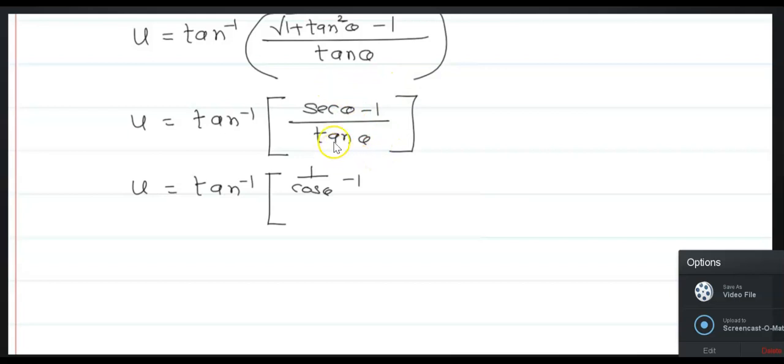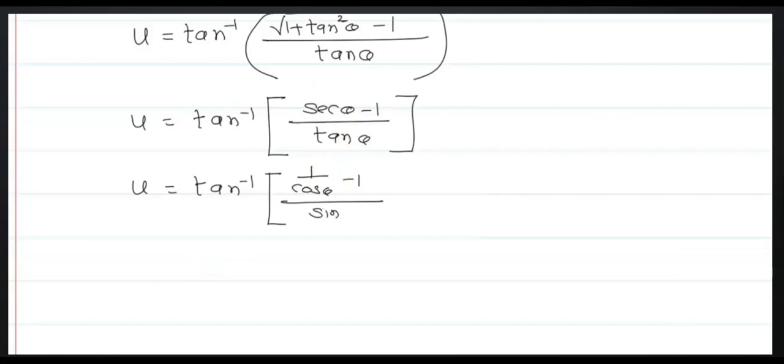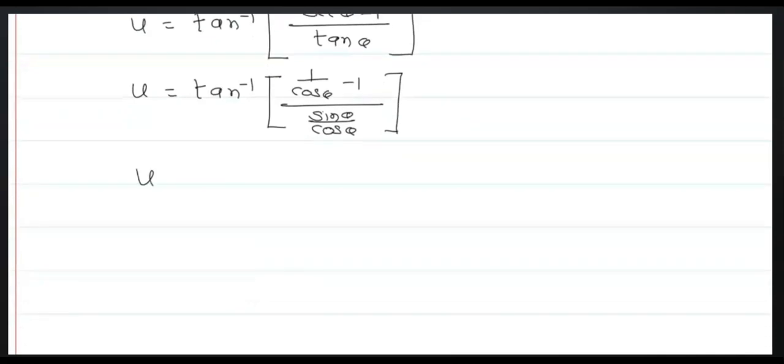And what is tan theta? Sin theta upon cos theta. Therefore, that cos theta will get cancelled. Then you will get 1 minus cos theta upon sin theta. Now see this: 1 upon 1 minus cos theta minus 1. Simplify this.